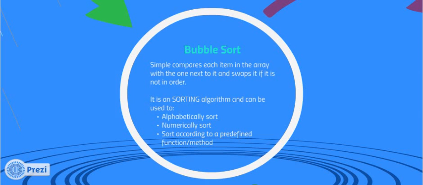0, 1, 2, 3, 4, 5, 6, 7, 8, 9, and all it does is compare the numbers with each other and moves down the list. That's Bubblesort. So it is a sorting algorithm and can be used to alphabetically sort, numerically sort, or sort according to any predefined rule that we've set up. So let's sort by first letter and second letter, and so on and so forth. And that's Bubblesort.